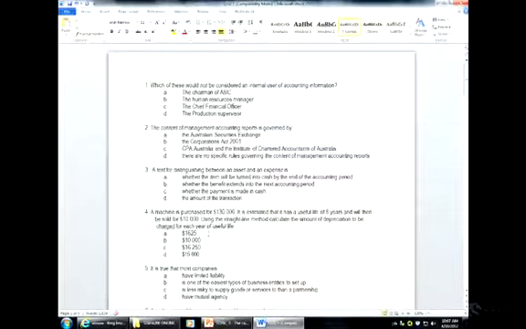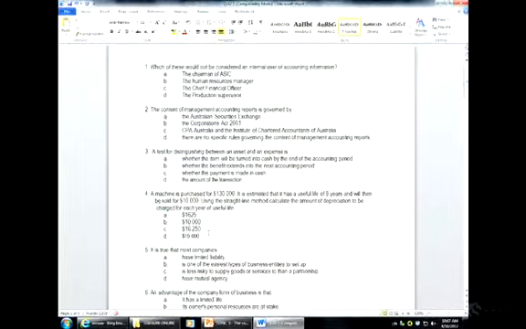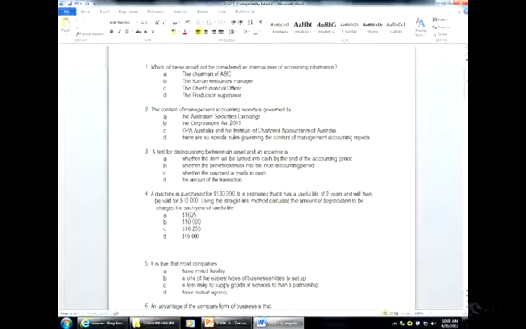The next item: a machine is purchased for $130,000. It is estimated that it has a useful life of 8 years, and it will be sold for $10,000. Using the straight line method, calculate the amount of depreciation to be charged each year of its useful life. So you know the formula for the straight line method says, take the cost of the asset, less residual value or scrap value, and divide that by the number of years of useful life.